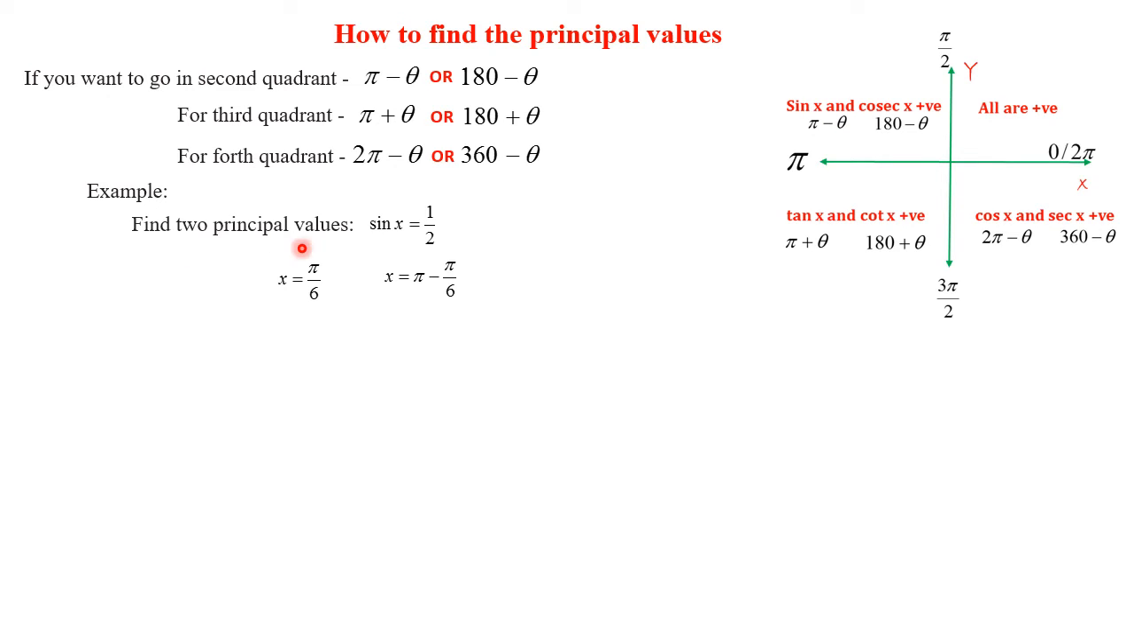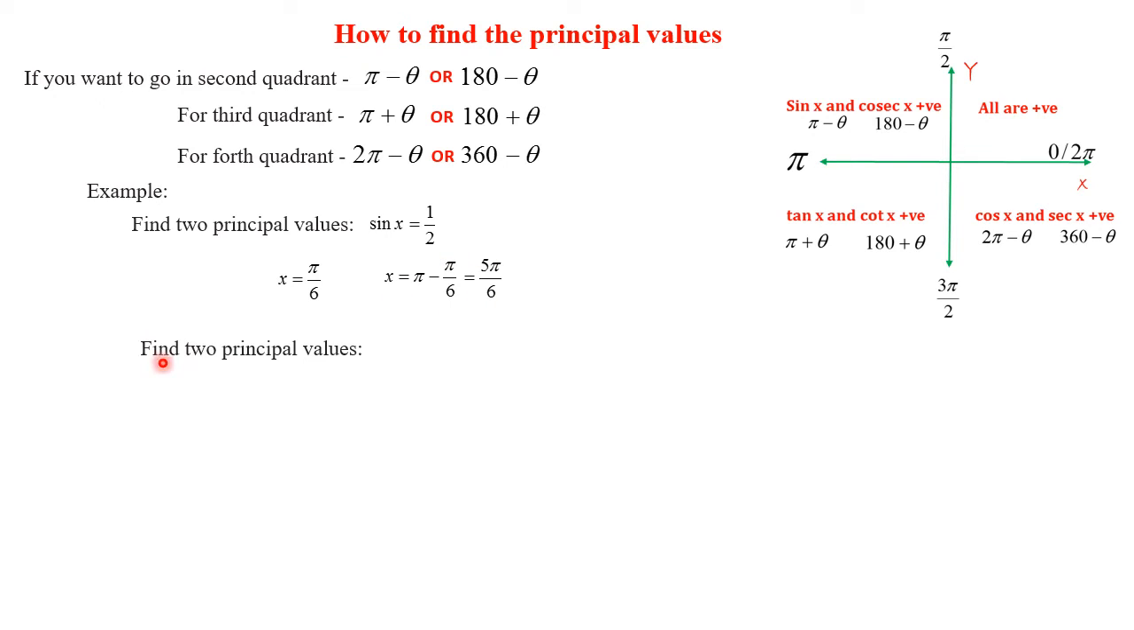These two are our principal values, principal solutions, because only in these two quadrants will the sine function be positive. One value, pi by 6, we have got, which is clearly in the first quadrant, because pi by 6 is 30 degrees, and up to 90 is the first quadrant. Another value is in the second quadrant, which means we go with pi minus theta. So pi minus pi by 6: 6 into pi, 6 pi minus pi, is 5 pi by 6. Simple calculation we have to do.